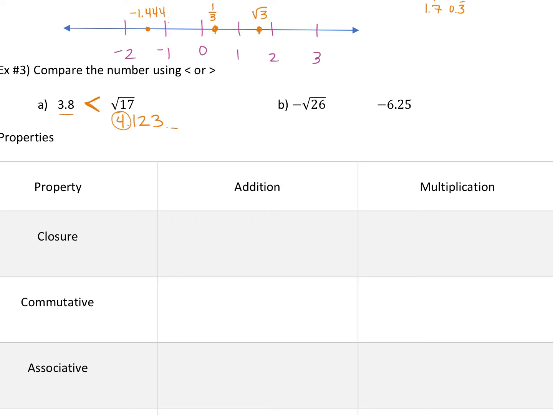So square root of 26, again, if you wanted to do a little mental math here, square root of 26 is real close to what? The square root of 25. So this is probably close to negative 5, but you can always plug it into your calculator. So the square root of 26 is 5.099, but it's negative, right?